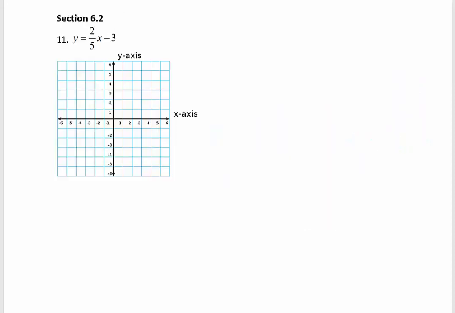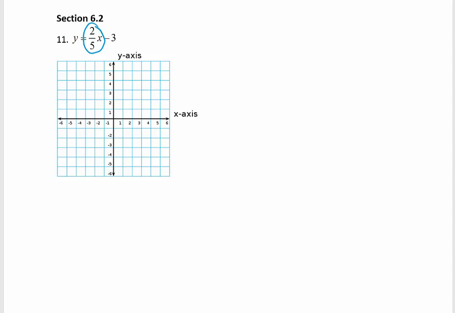Section 6.2. And here we're asked to graph this equation y equals 2/5 x minus 3. A lot of times students have problems graphing when there's a fraction involved here. And so what we want to do is work smarter here and not harder.